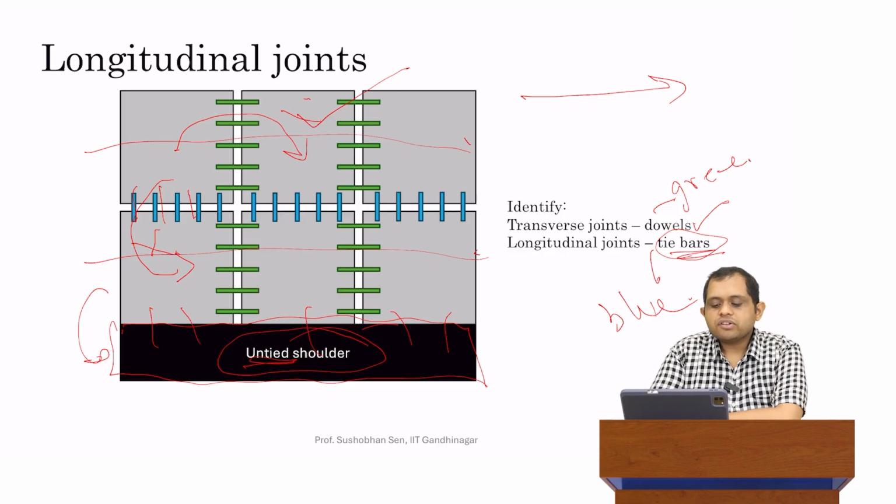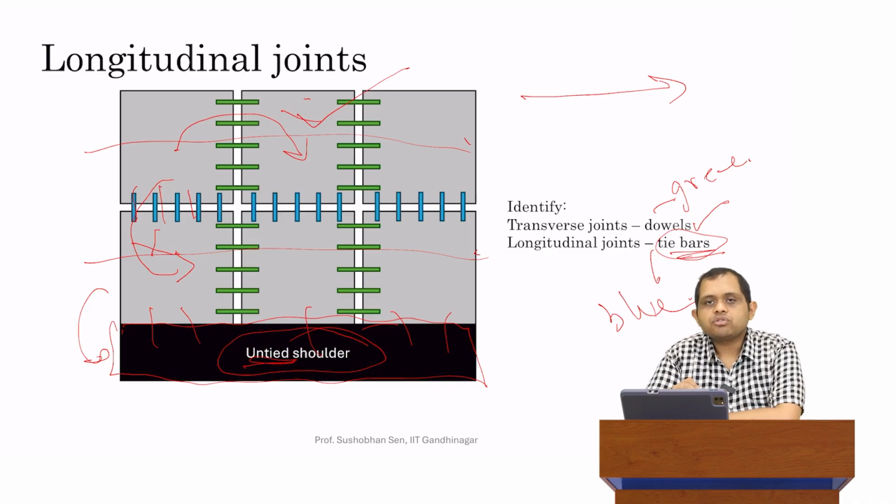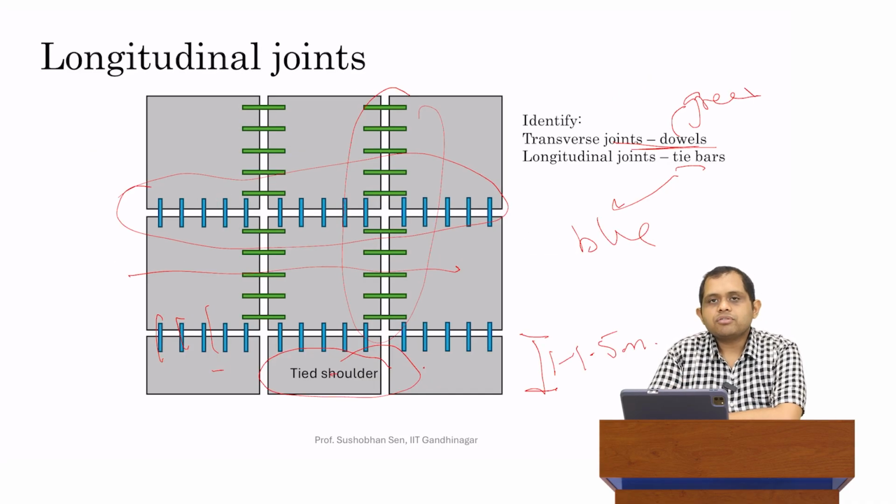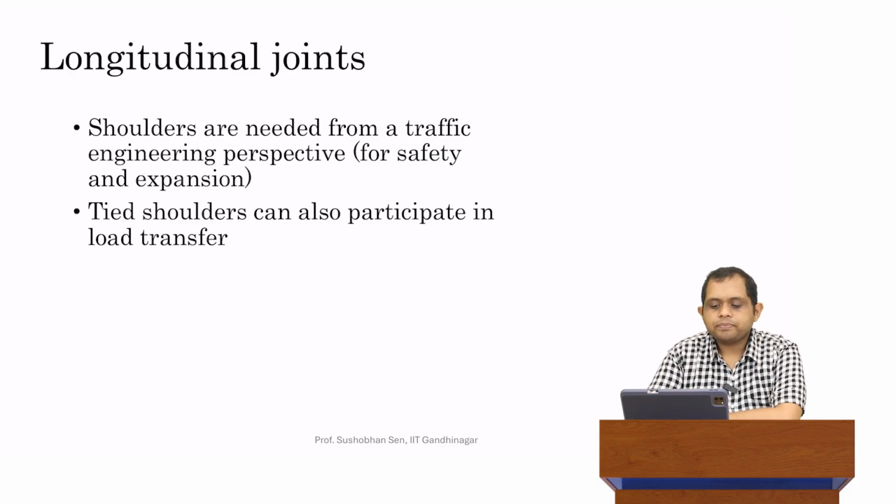So what's effectively happening is that if you have an untied shoulder, then you are not taking advantage of the fact that some amount of load can be transferred onto the shoulder. Whereas when you have a tied shoulder, you can account for a load transfer from the travel lane into the shoulder, and so you can potentially decrease the maximum stress on the travel lane. So that's the difference between a tied shoulder and an untied shoulder.